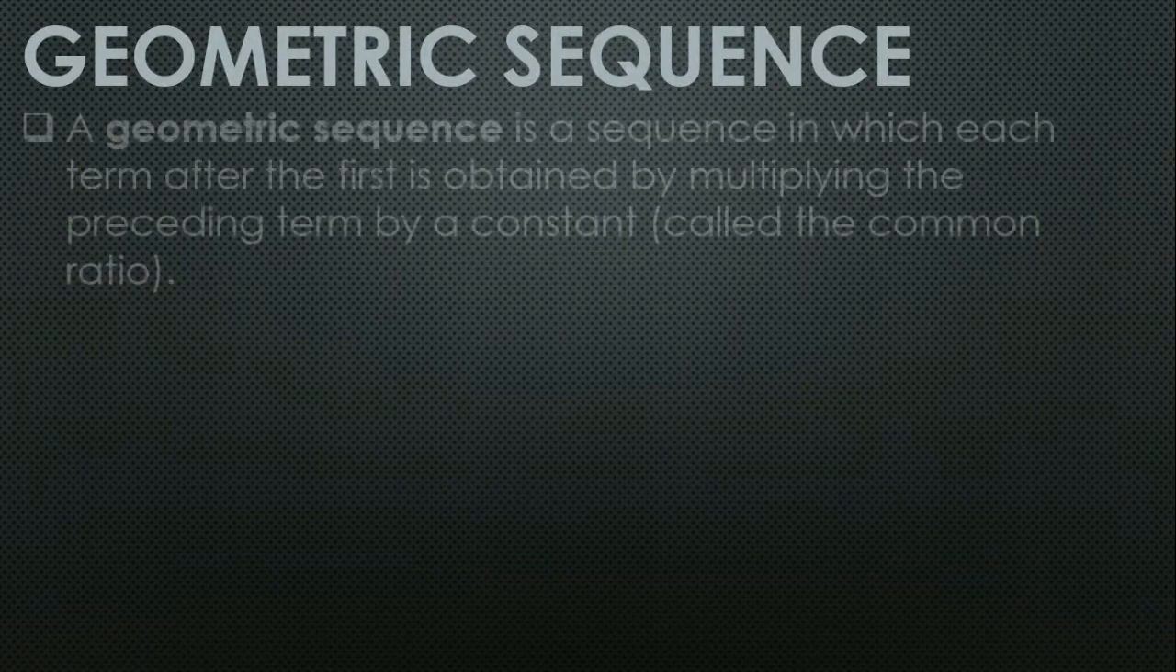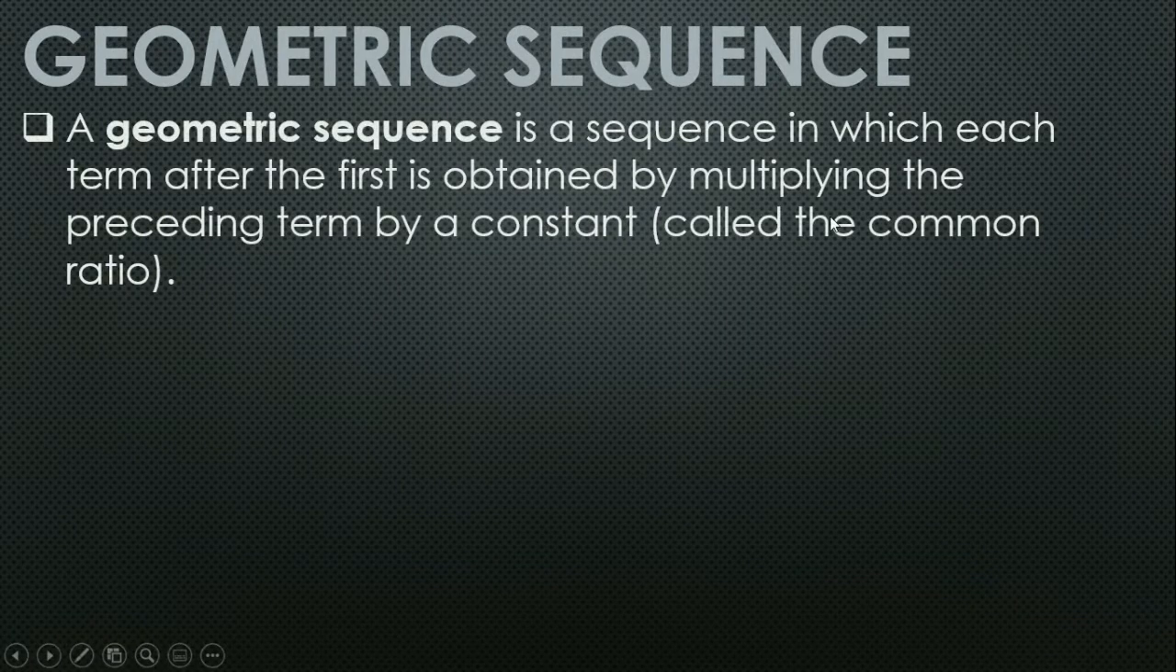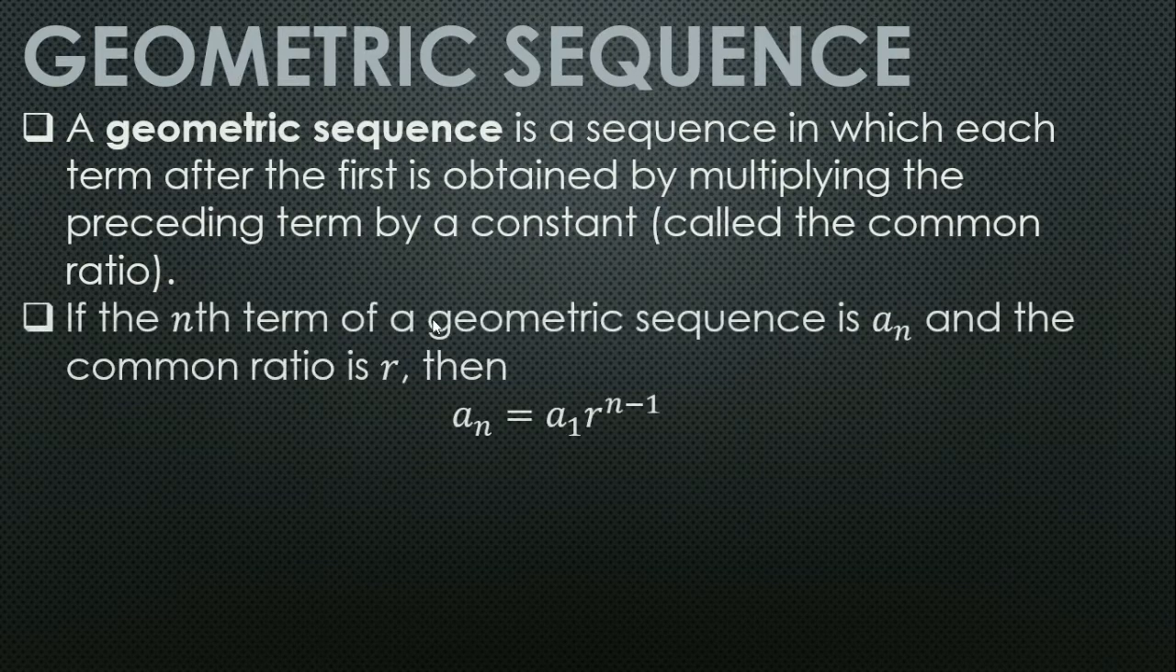For the geometric sequence, a geometric sequence is a sequence in which each term after the first is obtained by multiplying the preceding term by a constant called the common ratio. So as compared kay arithmetic, sa geometric sequence naman meron siyang common ratio. Kapag divide mo yung term, yung term na ito sa kanyang sinundan na term, kapag ginawa mo yun all throughout, it will give you a specific constant called the common ratio.